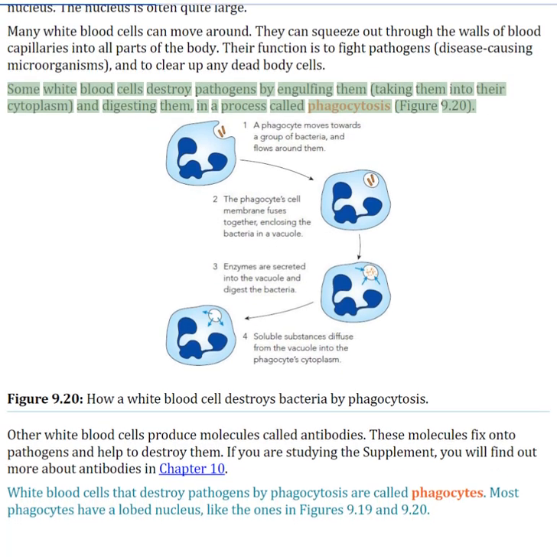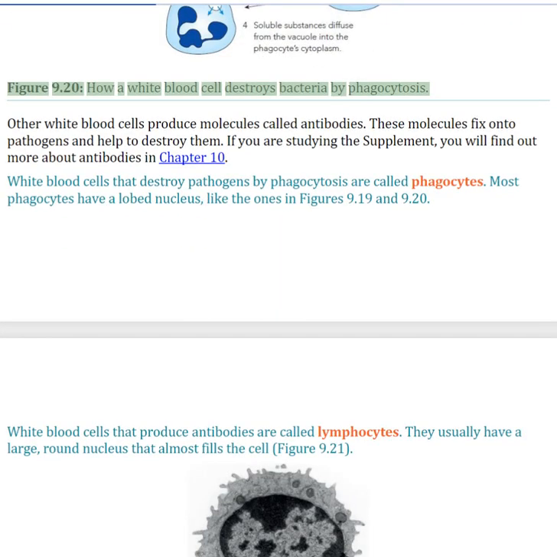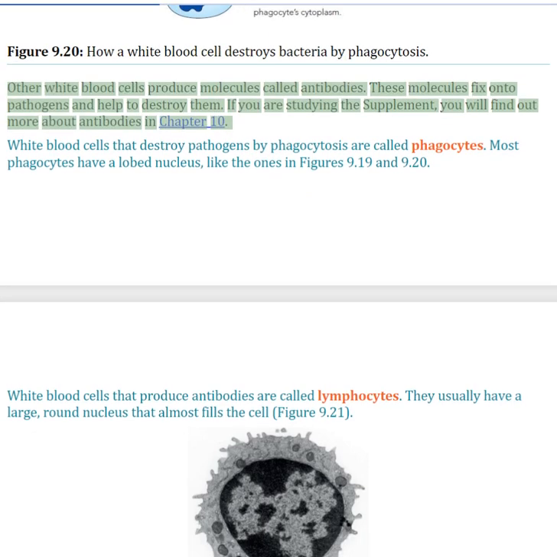Some white blood cells destroy pathogens by engulfing them and digesting them in a process called phagocytosis. Figure 9.20. How a white blood cell destroys bacteria by phagocytosis. Other white blood cells produce molecules called antibodies. These molecules fix onto pathogens and help to destroy them. If you are studying the supplement, you will find out more about antibodies in Chapter 10.